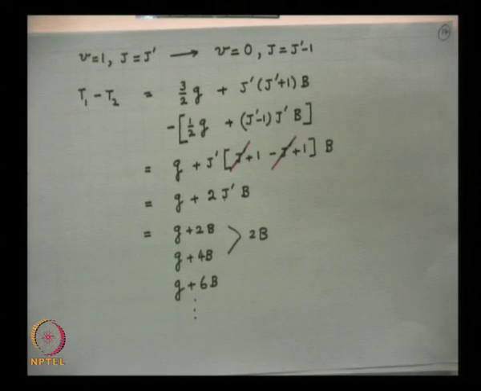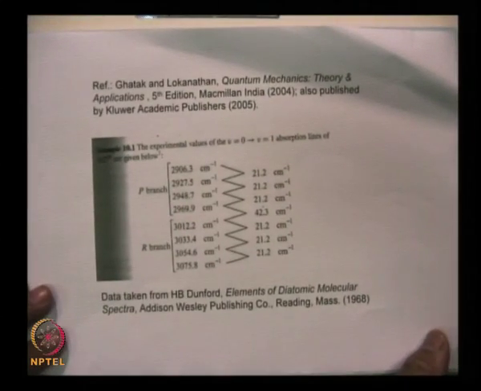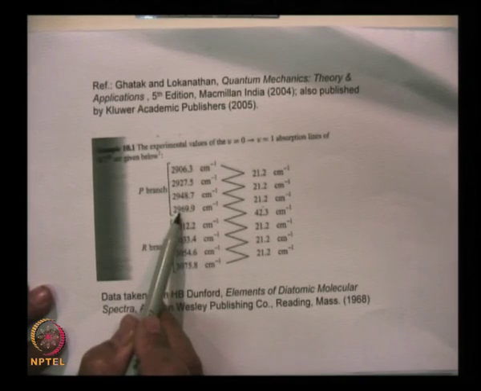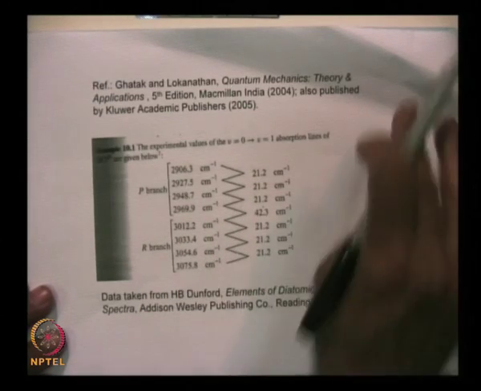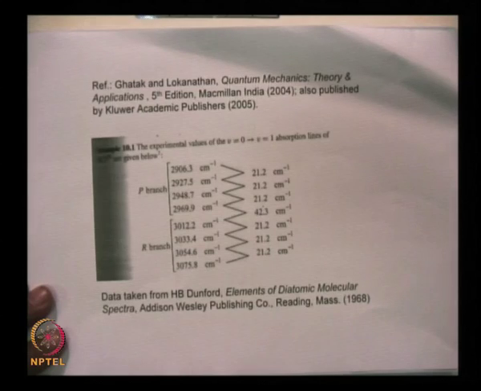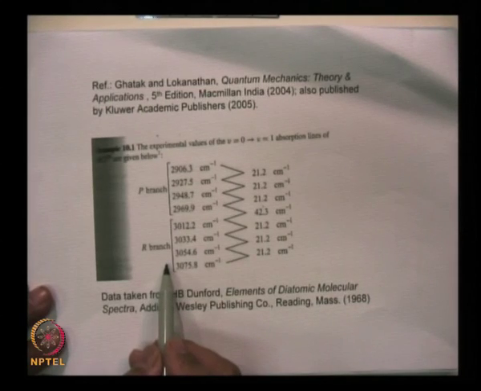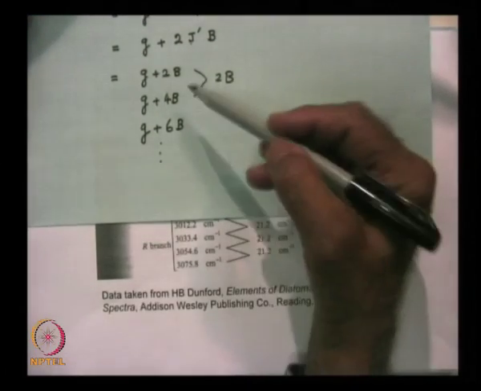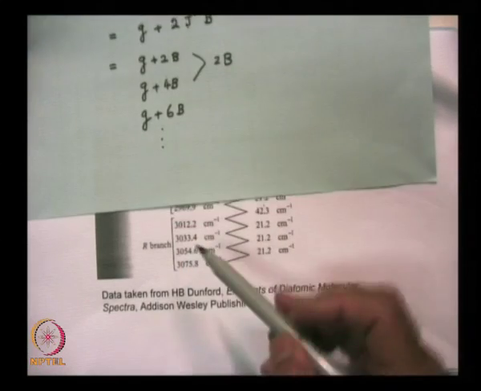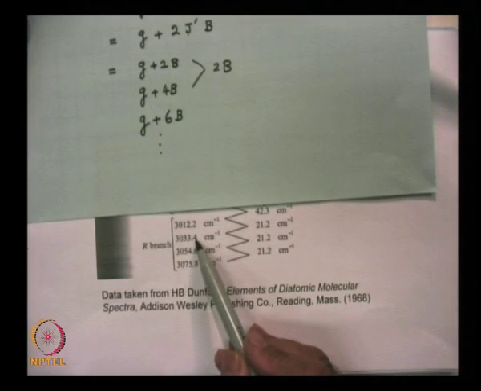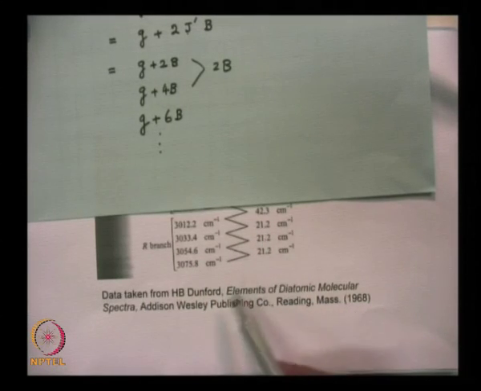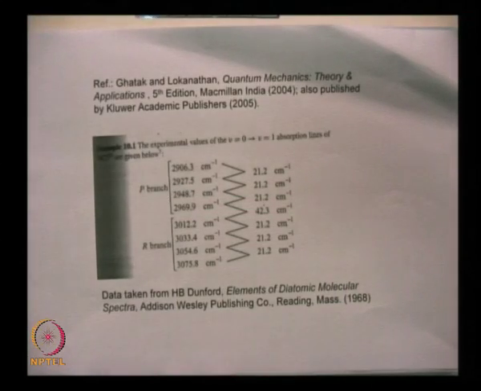Now I am showing you the actual spectrum, the actual spectral lines. In the P branch, these are the observed lines, and the difference between these two is always 21.2 centimeter inverse, and this is the R branch. As I had shown you earlier, in the R branch we have G plus 2B, G plus 4B, G plus 6B, and the difference between these two is 2B. So, 21.2 centimeter inverse.